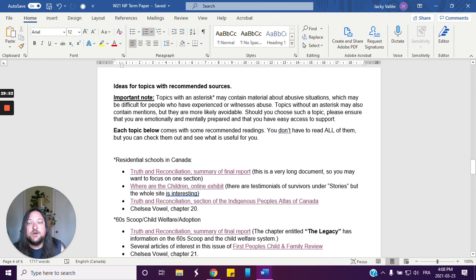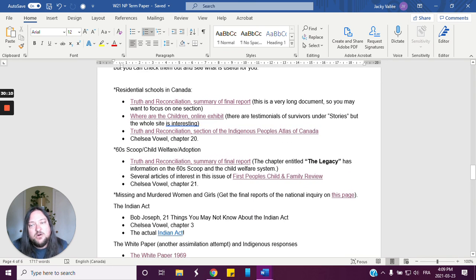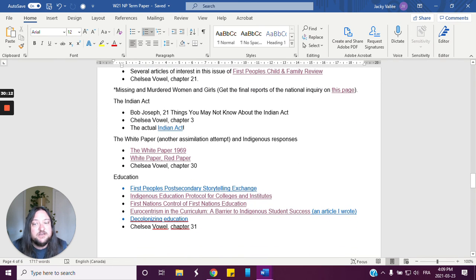All right, so if you do pick one of these topics, even if you haven't survived abuse or witnessed abuse, it can still be very difficult, especially since some of it involves children. So just be mentally prepared, have a support network, people you can talk to. So just scroll through this and see if there are things there.